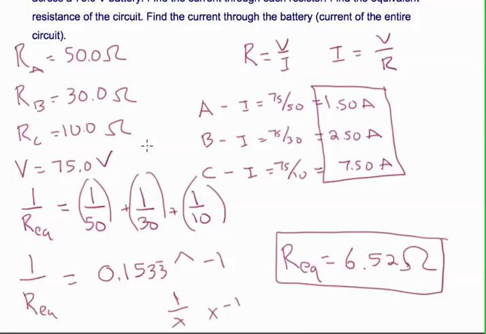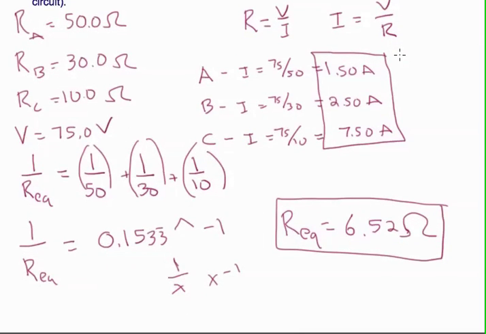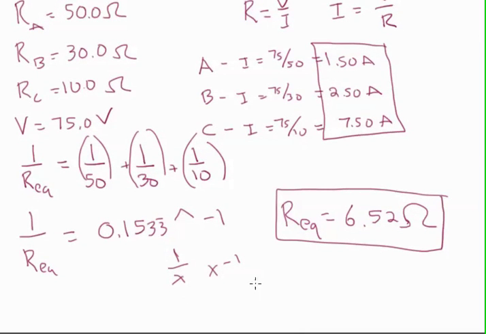Finally, you're also asked to find the current through the battery, the entire circuit. We're still going to use Ohm's law right here, but we're going to use the total resistance. So I equals V over R. So it equals our voltage, and that's the same everywhere, over our total resistance to get our total current. And you can see that it is 11.5 amps.